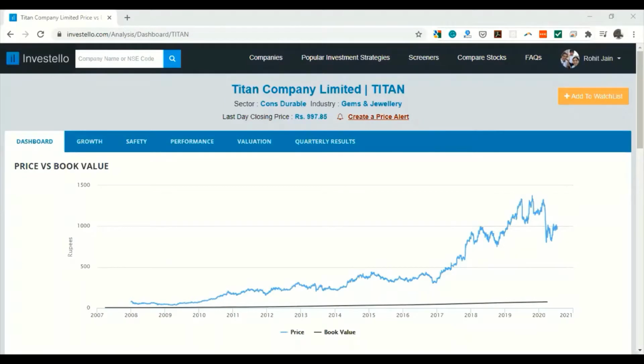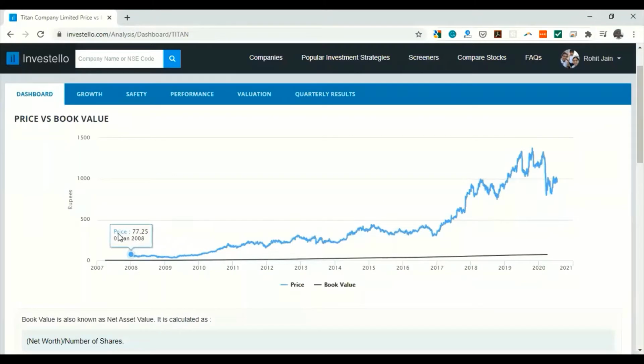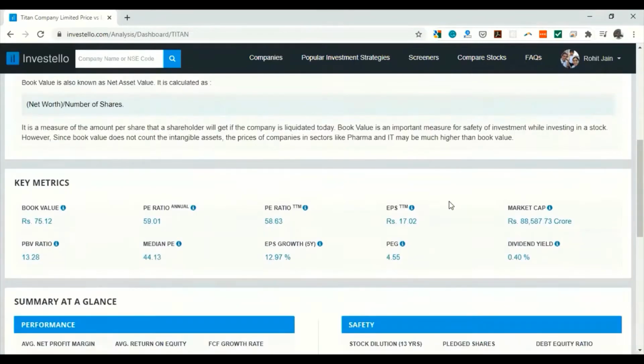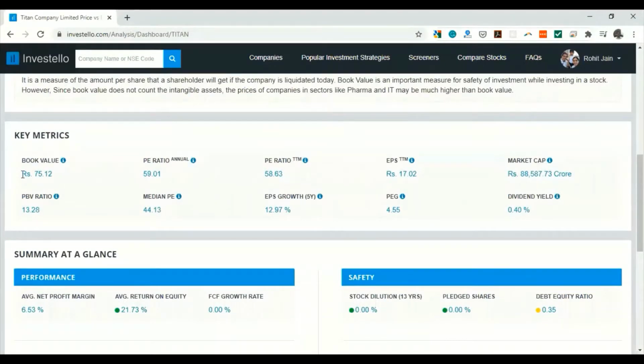The first thing we see on the dashboard is the price versus book value graph. For Titan, we can see that its price has grown well over the last 13 years from rupees 77 on 1st January 2008 to rupees 997.85 on 16th July 2020, while its book value has increased from rupees 3.82 in 2007 to rupees 75 in 2020. In key metrics section, we see that the current PE ratio is 58.63. We also see that the price to book value ratio is 13.28.